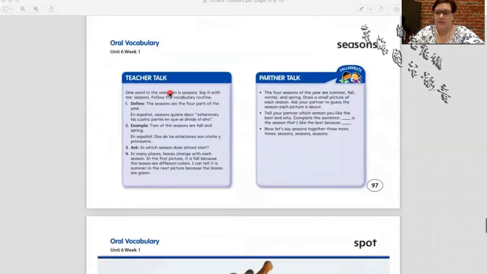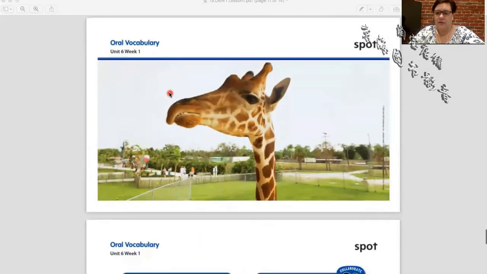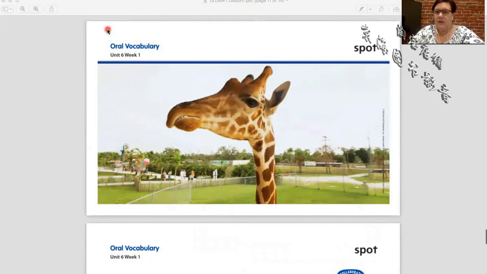Okay, let's keep going. This is one of our last words. Spot. Okay, so there's two ways that we can look at this word. So one of them is like a mark. So like a dog has spots, right? Little dots on it. But to spot means to see. Okay, so for example, giraffes are easy to spot.